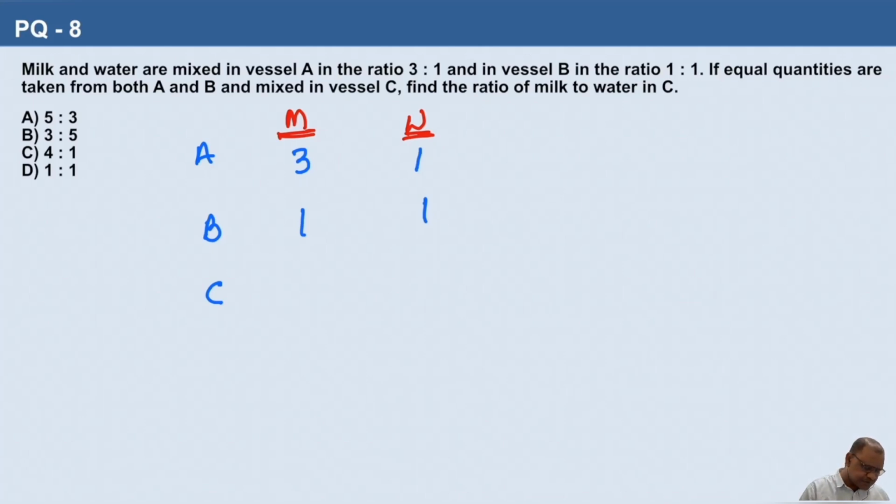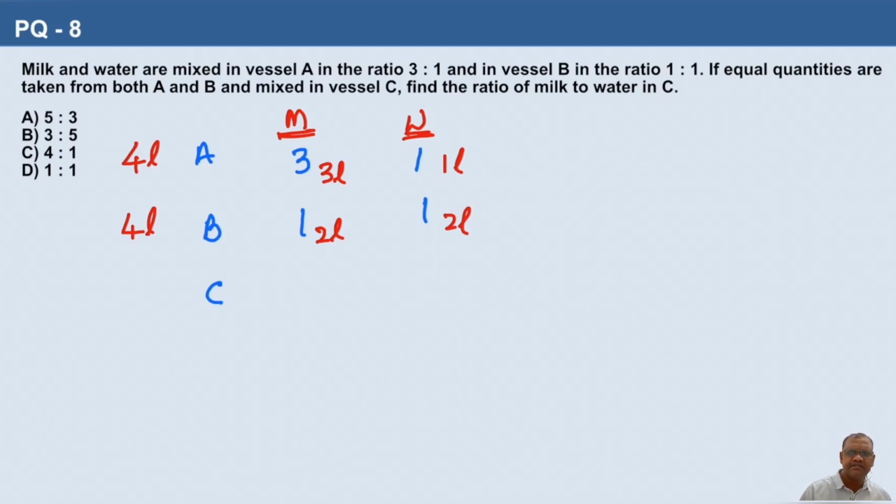Suppose 4 liters is taken. Both mixtures from vessel A and vessel B, 4 liters is taken. Equal quantities of mixture is taken from both A and B. So 4 liters, if you divide in 3:1, so you will get 3 liters here, 1 liter here. Similarly, if 4 liters is divided in 1:1 ratio, here 2 liters, here 2 liters. Water is 2 liters and milk is 2 liters.